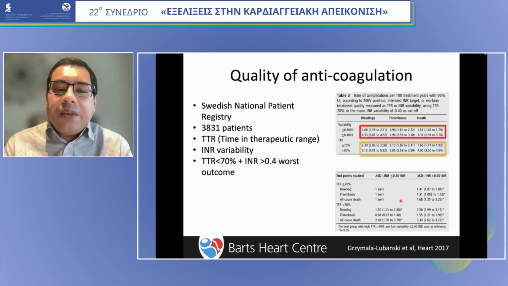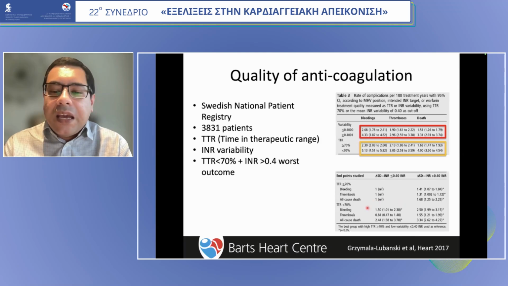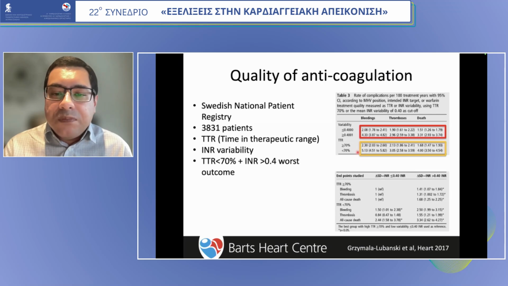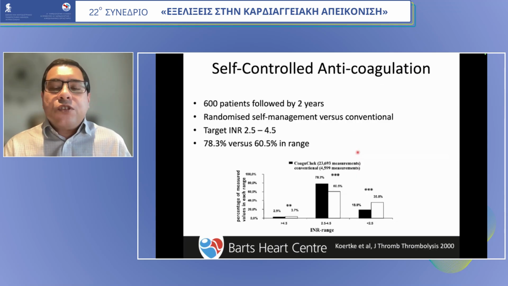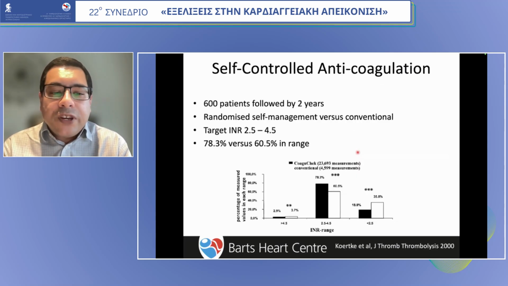So this looks at time in therapeutic range. In the yellow box, you see time in therapeutic range above 70% and below 70%. And if you look at the risk of bleeding, your risk of bleeding doubles if your time in therapeutic range is less than 70%. So it's not only the level of anticoagulation, but also the time in therapeutic range. And self-controlled anticoagulation is better than our traditional warfarin clinics.